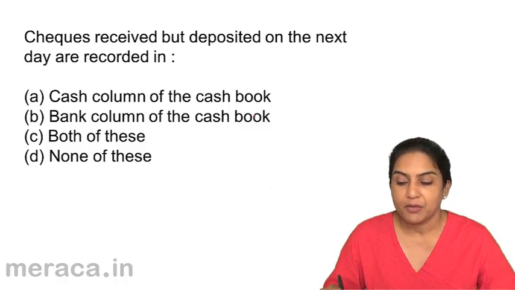Checks received but deposited in the next day are recorded in A, cash column of the cash book, B, bank column of the cash book, C, both of these, D, none of these.